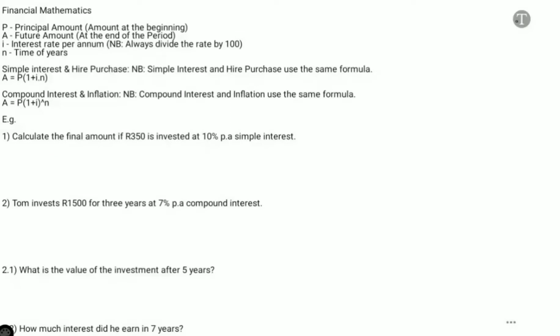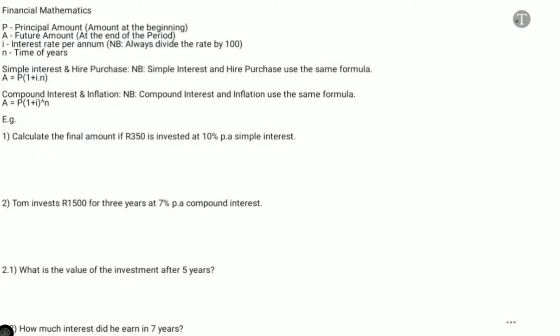Secondly, we've got A, which represents the future value. This is the future amount that you get after the period of investment or after the period of borrowing money. That is basically what you would have to pay after spending years having borrowed the money. And then the next one that we have is I, the interest rate per annum.